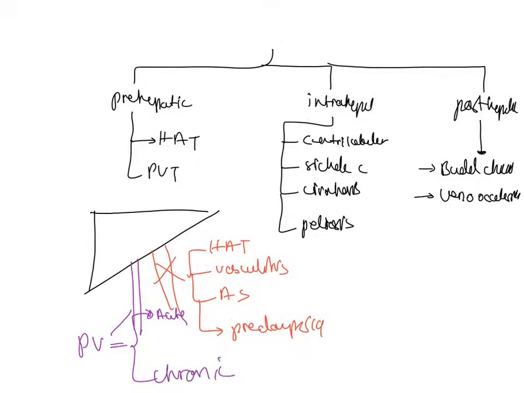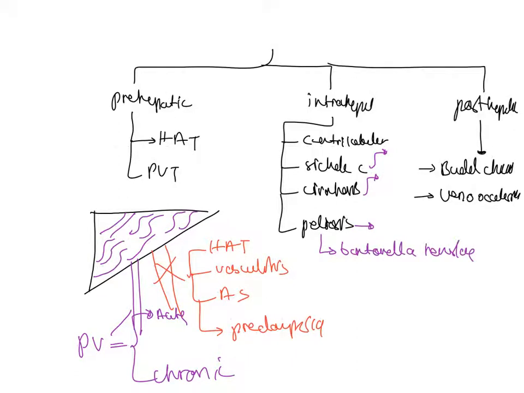Then intrahepatic is when we have the sinusoids that are dilated. We have an increase in intrasinusoidal pressure. We have the sinusoids here. This could be due to many reasons. One is sickle cell disease, which occludes the sinusoids, therefore increasing the pressure. One is cirrhosis, characterized by intrasinusoidal pressure increase. One is peliosis, which typically happens in Bartonella henselae, which is a bacteria that causes dilation of the sinusoids.